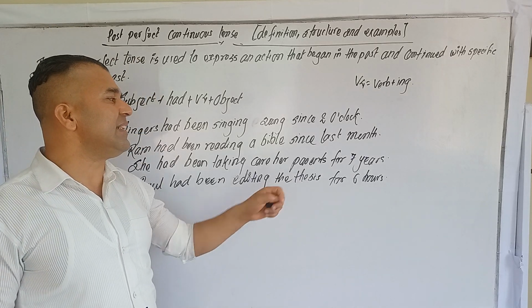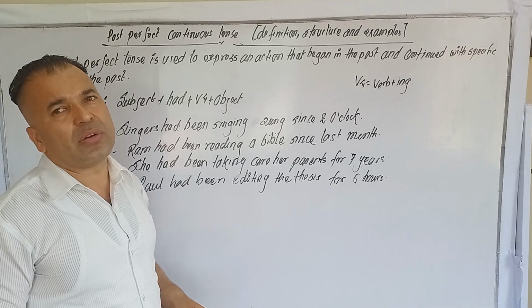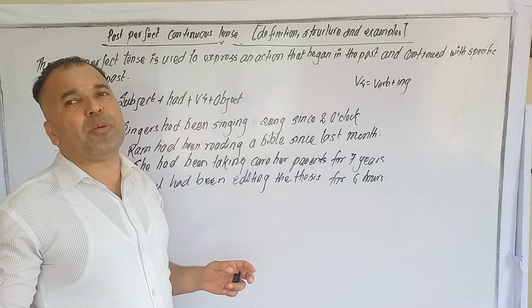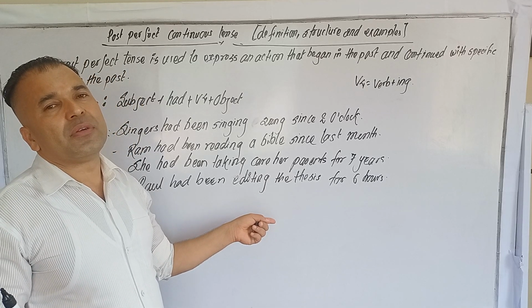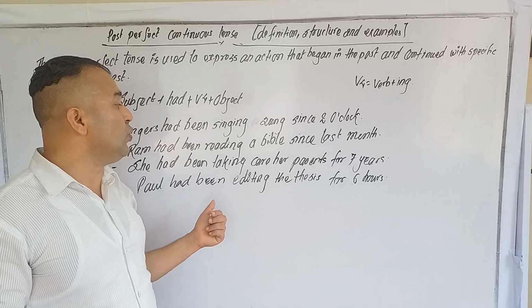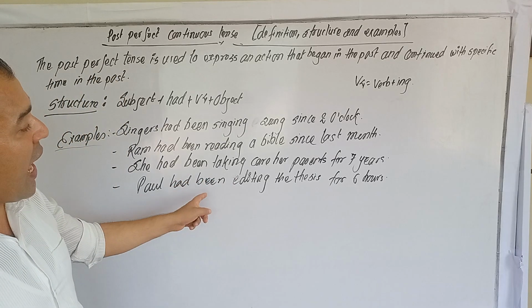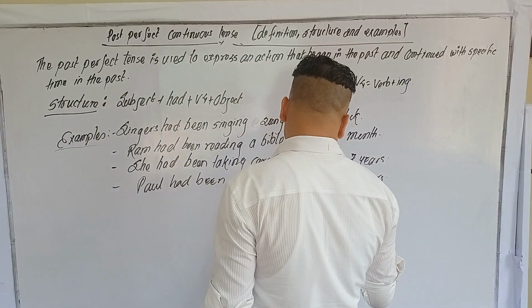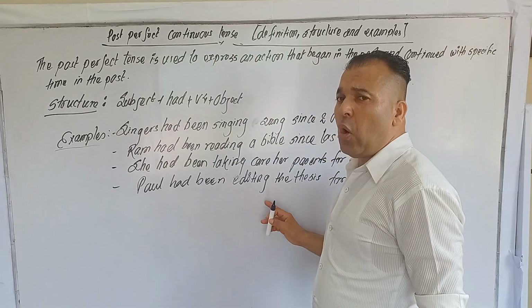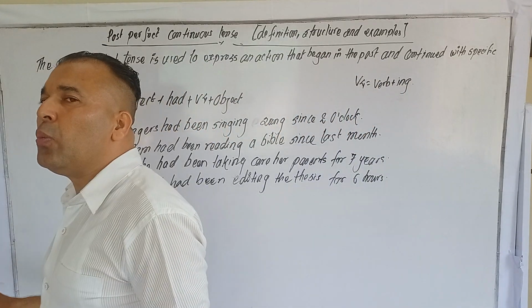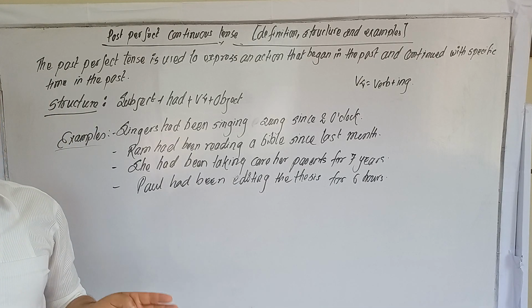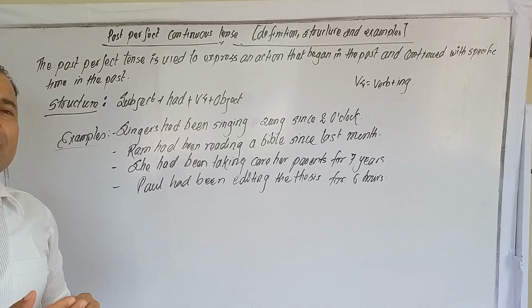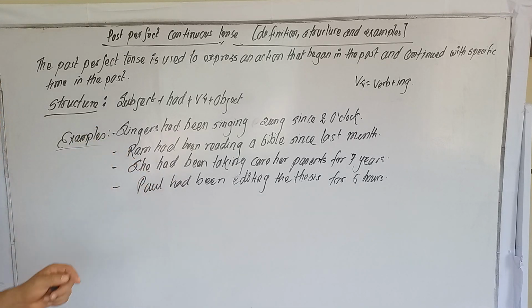Paul had been editing the thesis for 6 hours. He was editing until 5:30. At that time, Paul had been editing the thesis for 6 hours and had almost completed it. The action began and was almost finished in the past. In this condition, we have to use past perfect continuous tense.